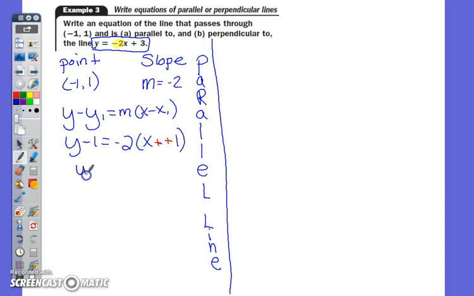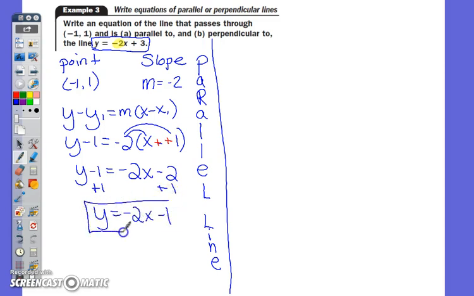So distribute your negative 2. Negative 2 times x is negative 2x. Negative 2 times 1 is negative 2. Add your 1. And y equals negative 2x minus 1. So remember, because they have the same slope, this is your parallel line. If we graph this and we graph the one they gave us, they're going to be parallel.